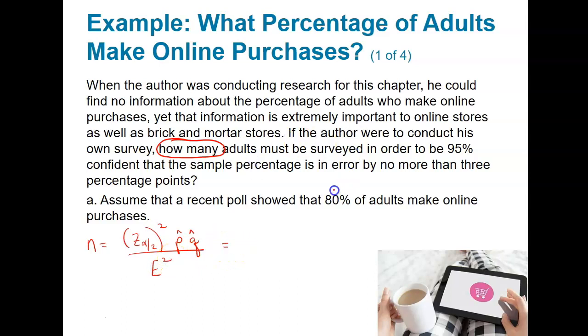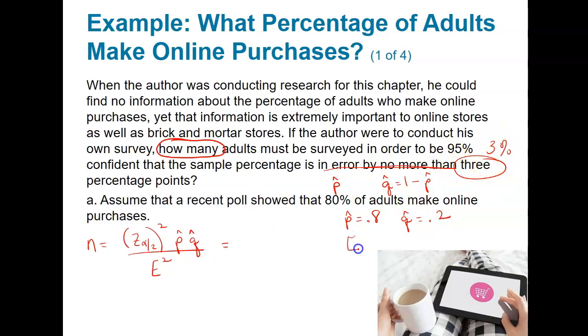Okay, so this is going to be my p hat. My p hat is the estimate that's known from the prior study. So q hat is going to be 1 minus p hat. So 1 minus 0.8 is going to be 0.2. So p hat will be 0.8 and q hat is going to be 0.2. Okay, so I'm basically ready to go with this except for the margin of error. And here it tells me that it's in error by no more than 3 percentage points. So 3% is going to be my margin of error.